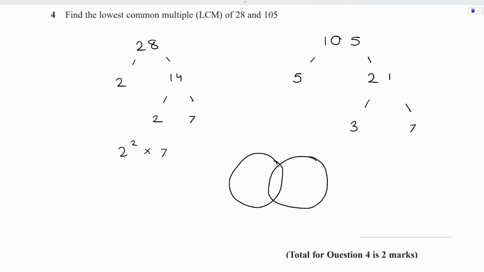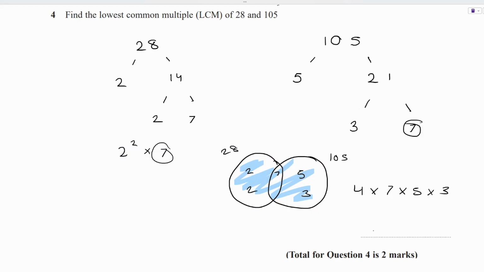So 7 is common in both of these, so we just put it once here. There's only 2 and 2 on the 28 side, so let's just fill that in, 2 and 2. And then there's 5 and 3. So to find the lowest common multiple, we multiply all the numbers in the Venn diagram. So this will give us 4 times 7 times 5 times 3, which is 420.